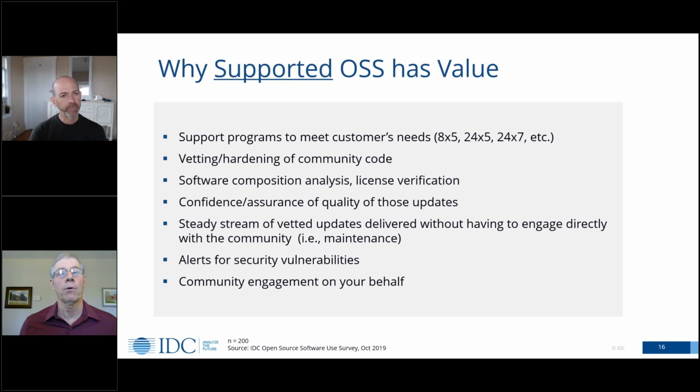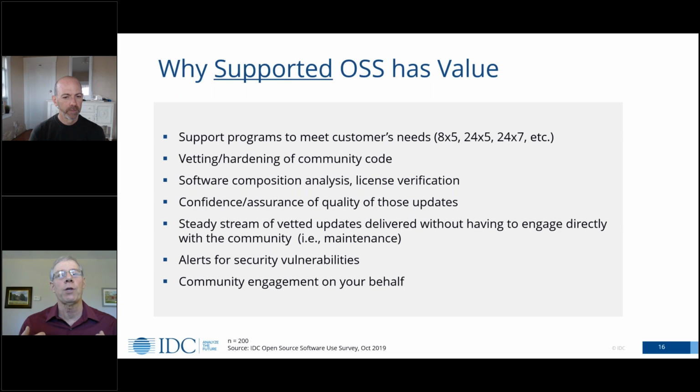Typically, we find that commercializers, so companies that take open source software and make it available and then commercially support it, do things like vetting and hardening of the code. They typically do software composition analysis to make sure that all the components and dependencies pulled in by the product that you're using have correct licensing, that the code is current, that it doesn't have any known vulnerabilities, things like that.